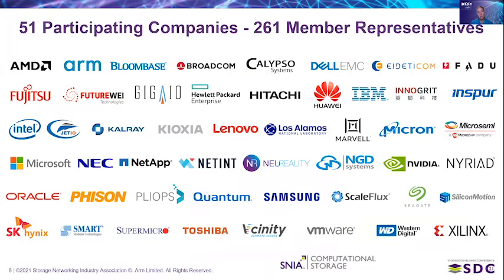And there are a lot of folks who are interested in knowing what's going on within SNIA. In computational storage, there are 51 participating companies and 261 member representatives. You can find your favorite company here on this chart. Certainly ARM participates. I happen to be a co-chair for the computational storage TWG, and I definitely enjoy helping and working with all of these folks as we try to standardize computational storage.